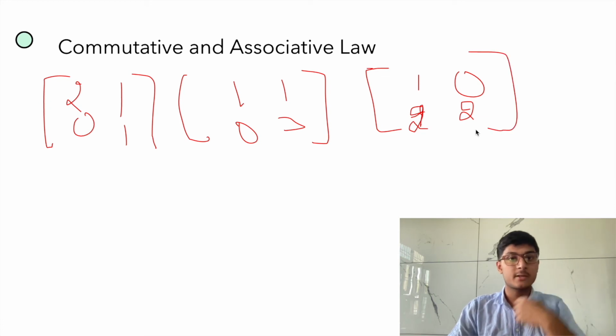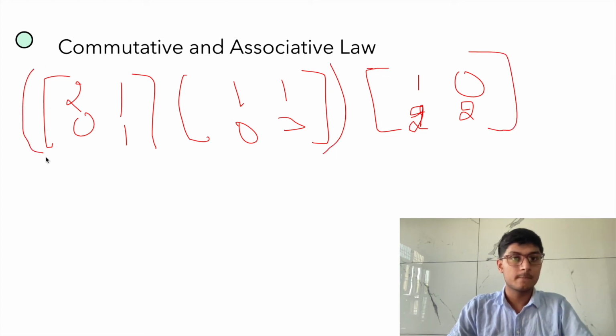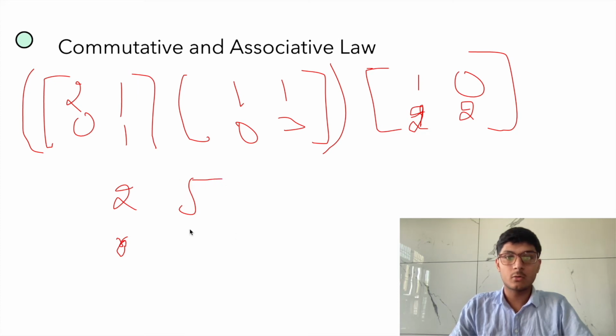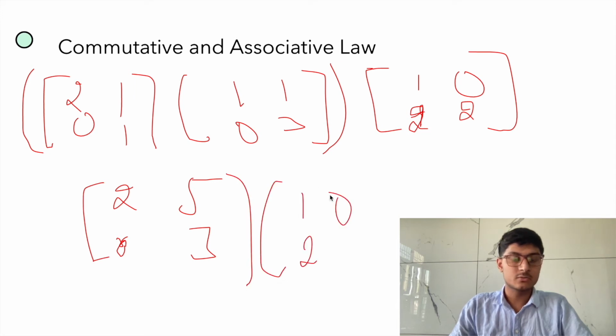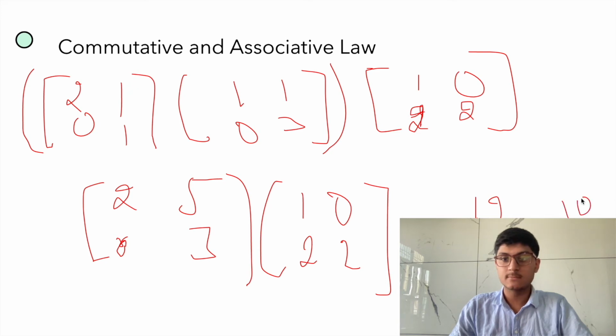So first of all, let's multiply these two. So that will be a 2 and 0. And here it will be 2 and 3, 5. And the downside it will be 3. So now let's take this 1, 2, 0 and 2. So this will be equal to 2 plus 10, 12. And the downside it will be 6. And above it will be now 10. And the downside it will be 6. So this is our answer for the first one.